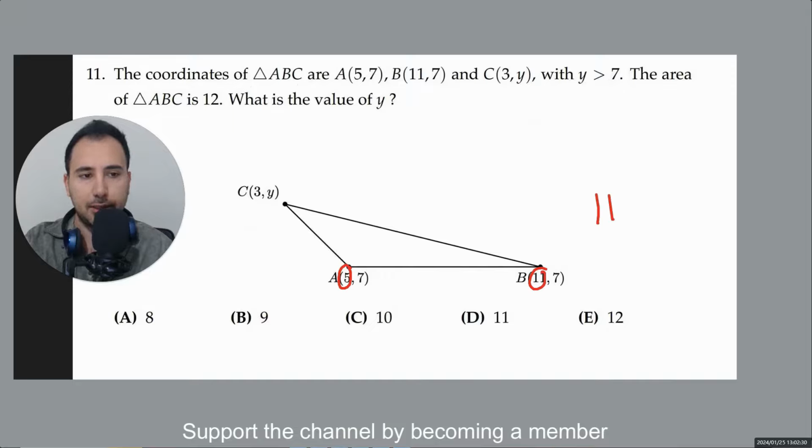So how large is this? Remember, if I now add 6 to this, it becomes 11. So AB is already 6. So I'm going to go right here. Now the next point is that the area is 12. So if this is the base, we need the height, okay? And the height should be starting from here.